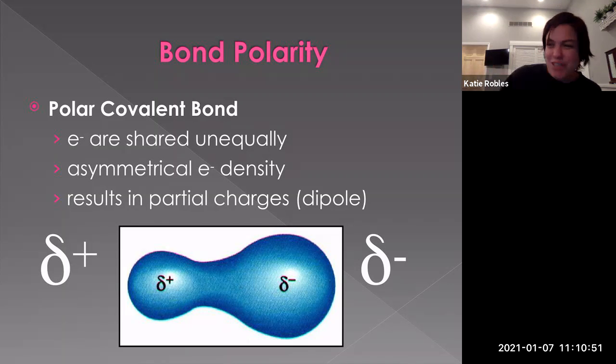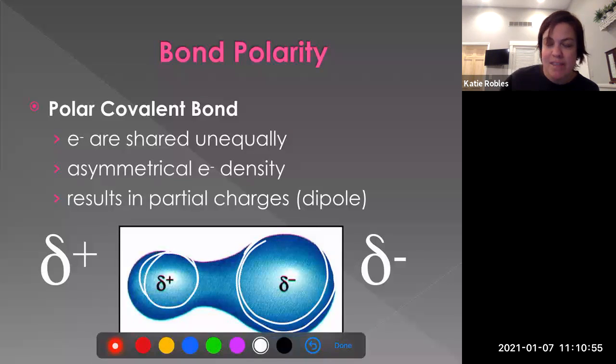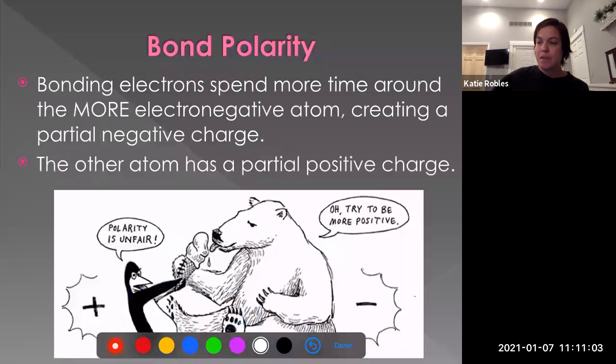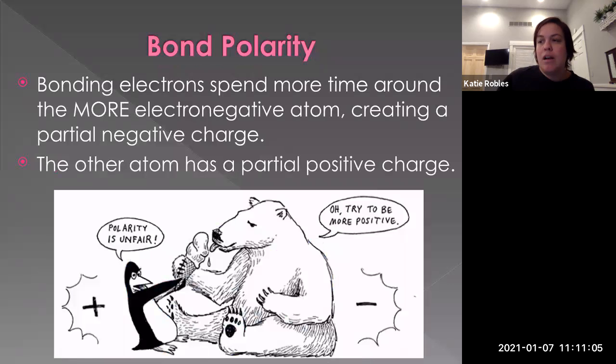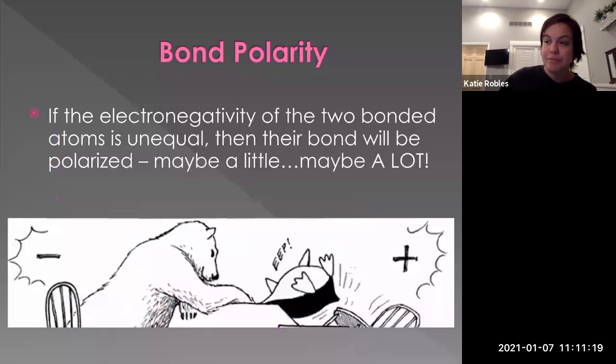And the reason they often draw them as big over on this side and smaller over on this side is because, again, there's more electrons hanging out around the more electronegative atom. So penguins and polar bears, the ice cream is the electrons. The electrons spend more time around the polar bear, or the more electronegative atom. All right, creates this partial charge.